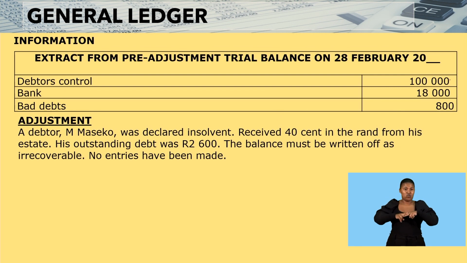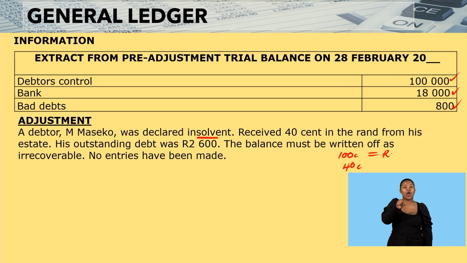I have debtors control, I have bank, and I have bad debts. Adjustments: a debtor, M. Maseko, was declared insolvent. The moment a debtor is declared insolvent, that means they cannot pay anymore. Then we received 40 cents in the rand from his estate. That means from whatever they were owing, they have paid us 40 cents in the rand. And then his outstanding debt was 2,600.